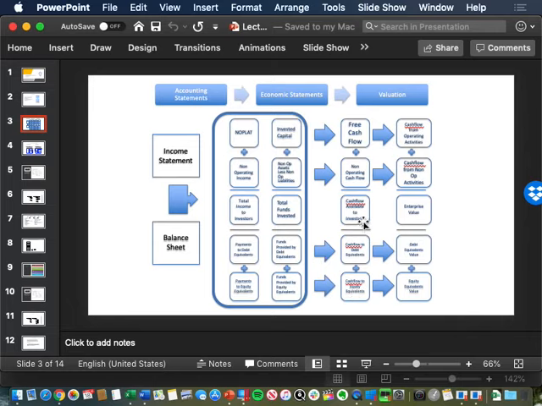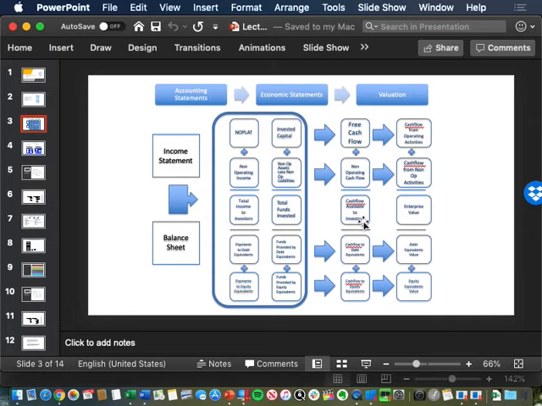So the statement's format, and this is important, it's not FASB. This is not IFRS rules. It's Modigliani-Miller. It's actually set up to say, I have cash on one side of the statement, the top half. What did I do with the cash? I distribute it on the bottom half of the statement. The two sides must balance.